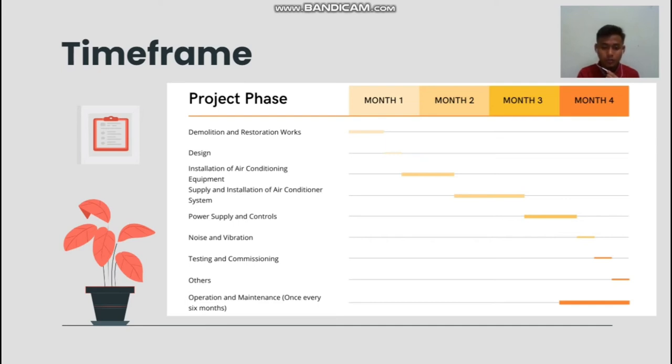The duration is 1 week. And the last one is others, which is necessary fire stopping, check and verify fire compartmentalization plan of building, and that is 1 week. For the operation and maintenance, we prepare and submit operations and maintenance manual, including as-built document. So for that is once for 6 months. So I think that's all from me. I will pass to my friend Daniel Putra.